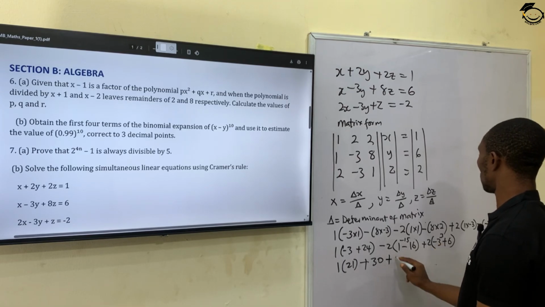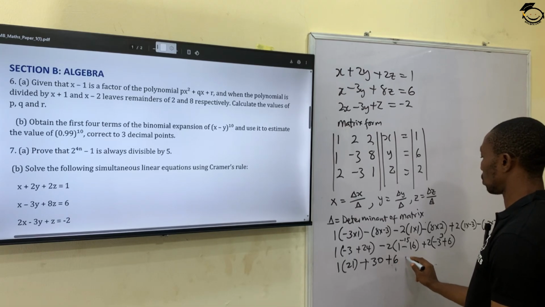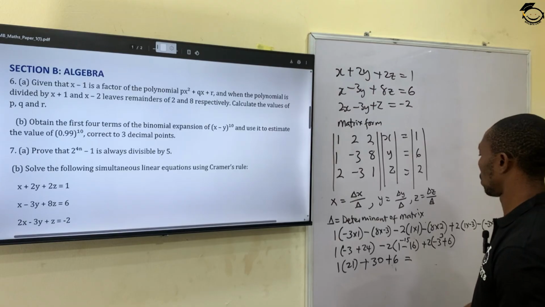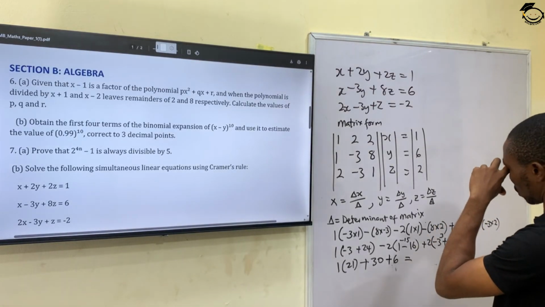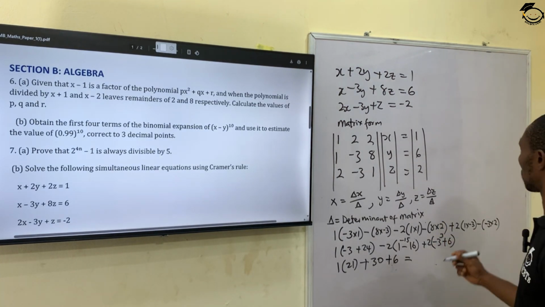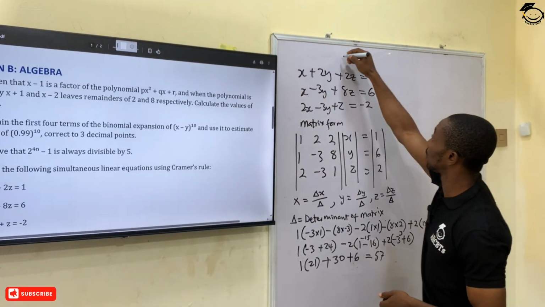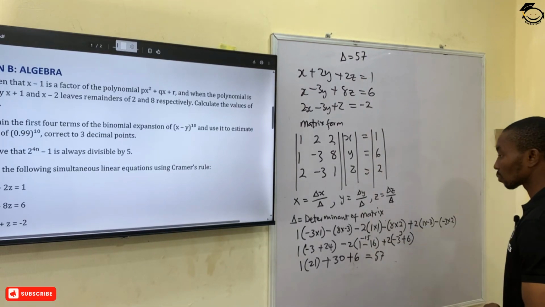plus 6. 3 times 2, 6. So this will give us what? 21 plus 30 is 51 plus 6 is 57. So from here, our determinant delta is 57.